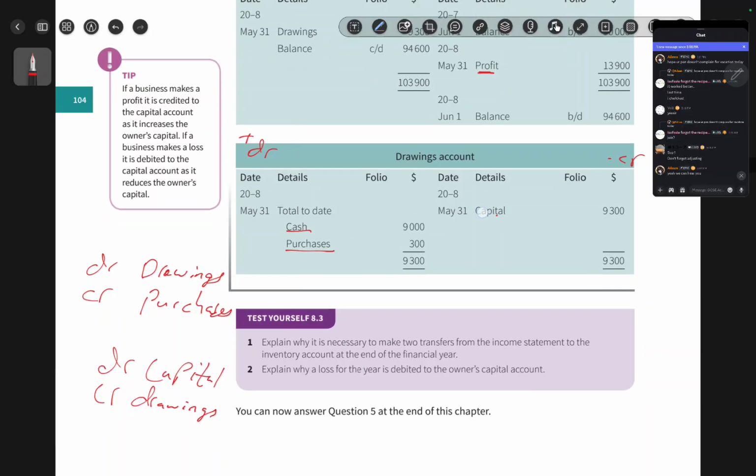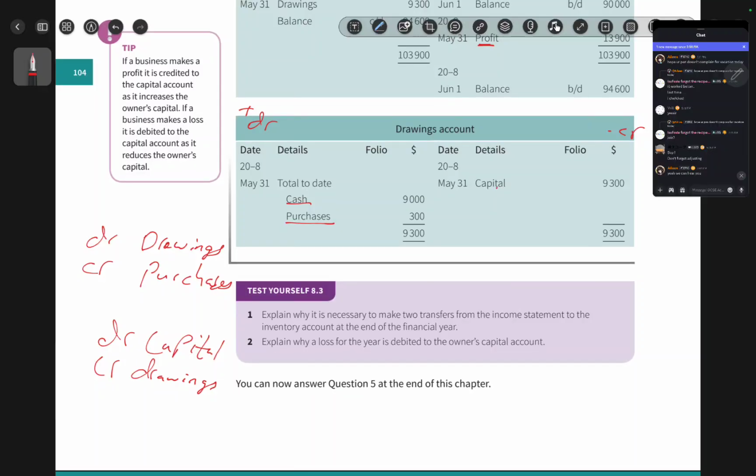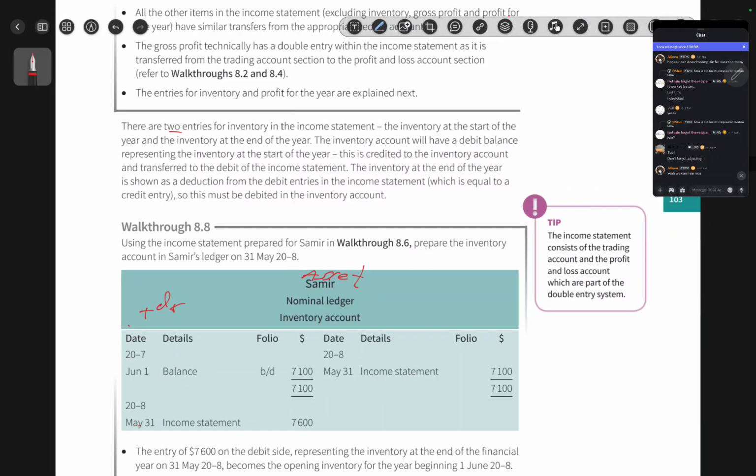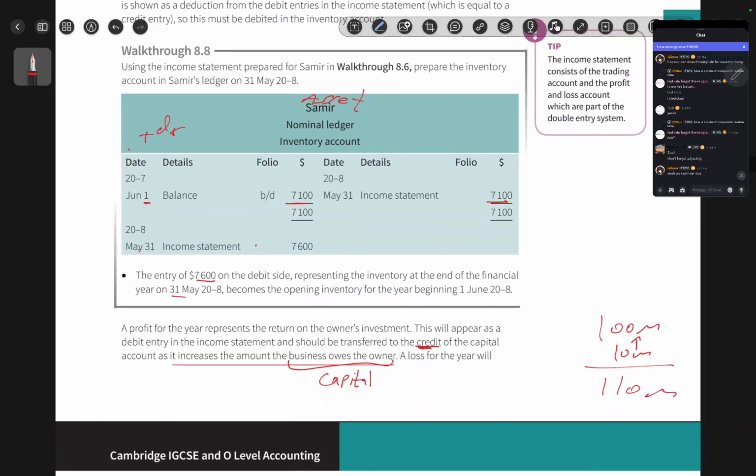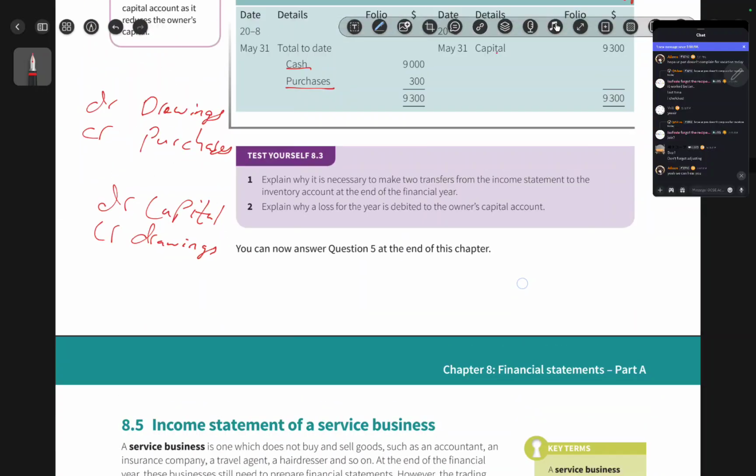Why is it necessary to make two transfers from the income statement to the inventory account at the end of the financial year? One is for opening inventory and one is for closing inventory. As you can see over here, this transfer is for the opening inventory and this transfer is for the closing inventory. This is 1st June 7,100 and this is also 7,100, and 7,600 represents the inventory at the end, which is the closing inventory, and it will of course become the opening inventory for the next year.